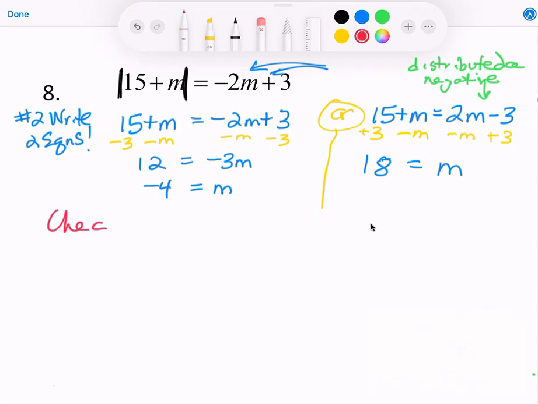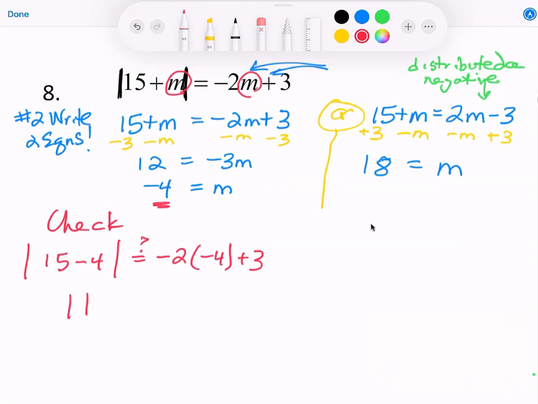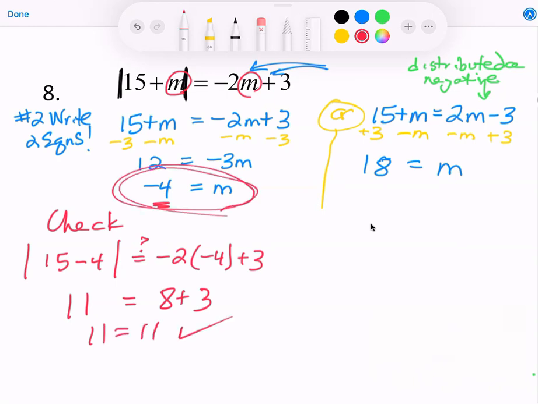Now let me do my check. In the very original, wherever there's an m, I'm going to put my possible answer of negative 4. So we have the absolute value of 15 minus 4. Does that equal negative 2 times negative 4 plus 3? So we get the absolute value of 11. So that's just 11. And that's 8 plus 3. 11 equals 11. That's true. So I'm going to circle that. That is one of my possible answers.